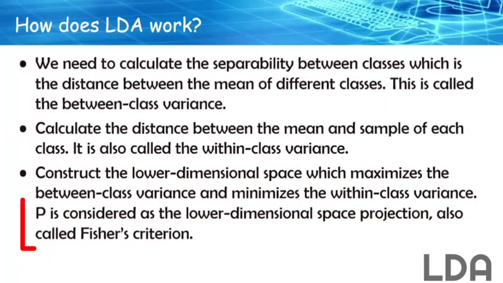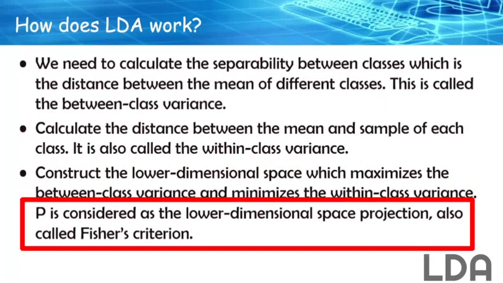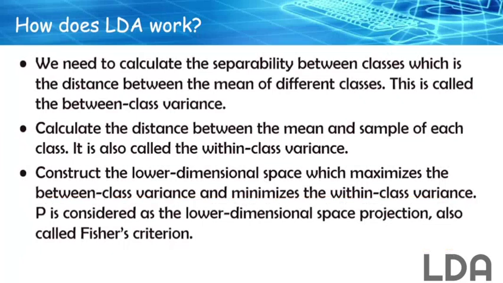Then you can consider P as the lower dimensional space, and this can also be called Fisher's criterion. Instead of P, you can give it the name LD1 also. Even that can apply. So that is how exactly we will be checking.